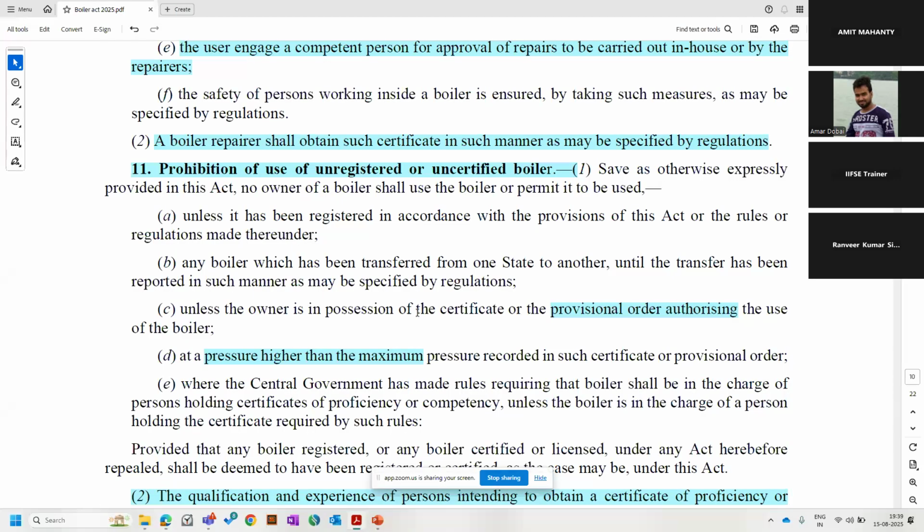Okay, so prohibition of use of unregistered boilers. Without registration of the boiler as per this Act and rules, you are not supposed to use it.